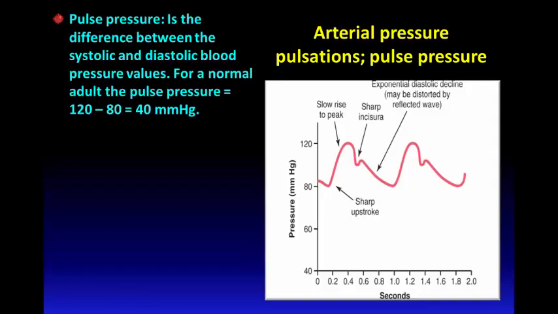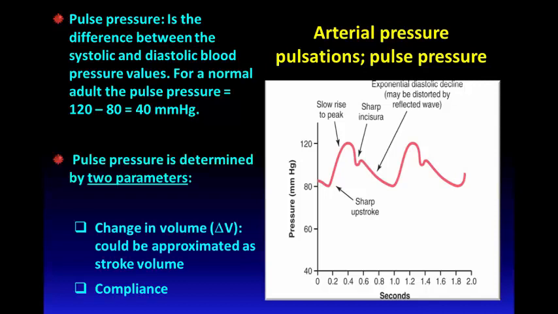The pulse pressure is the difference between the maximum systolic pressure and the minimum, the diastolic pressure. For a normal adult, the pulse pressure is thus equivalent to 120 minus 80, which is 40 millimeters of mercury. The pulse pressure is the pulsatile component of the arterial blood pressure.